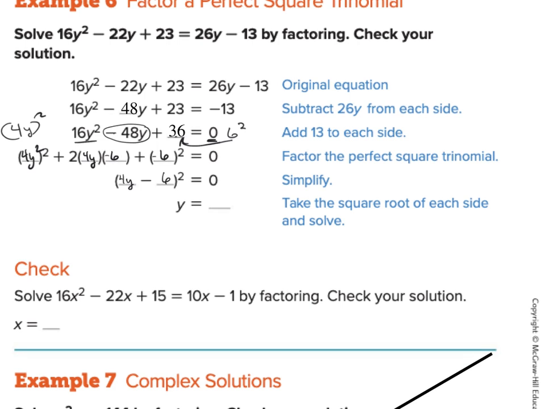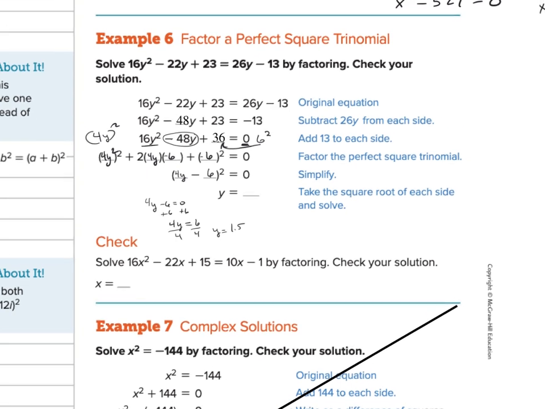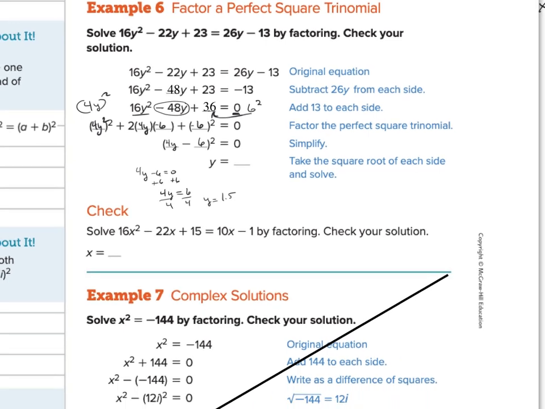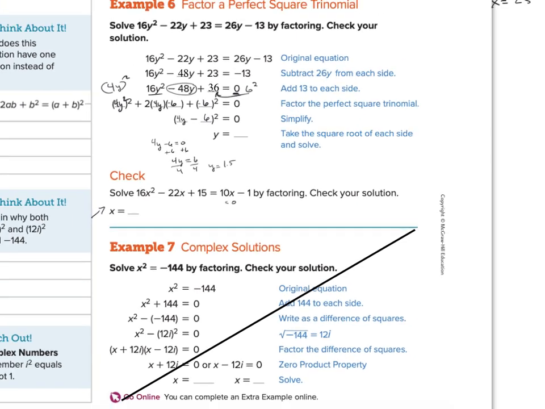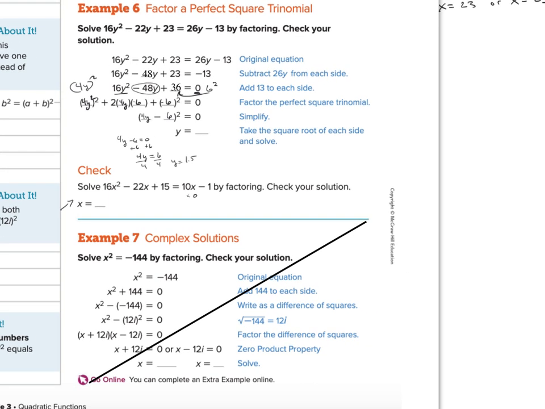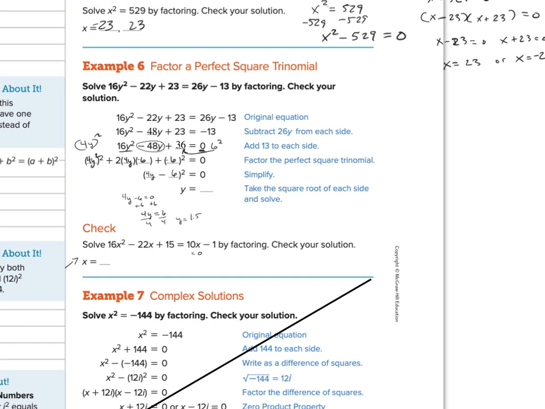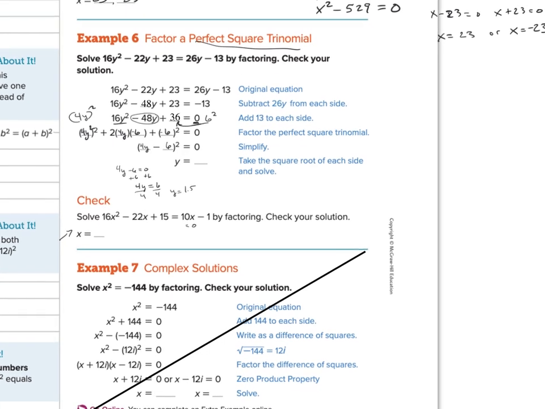And then simplifying that, you have 4y minus 6 equals 0, 4y equals 6, divide both sides by 4, and y is equal to 1.5. And that's how we do it. Give you a second to do this one right here. Again, same thing. Getting everything equal to 0, and then using your factors to see if you have what we're looking for, the perfect square trinomial.